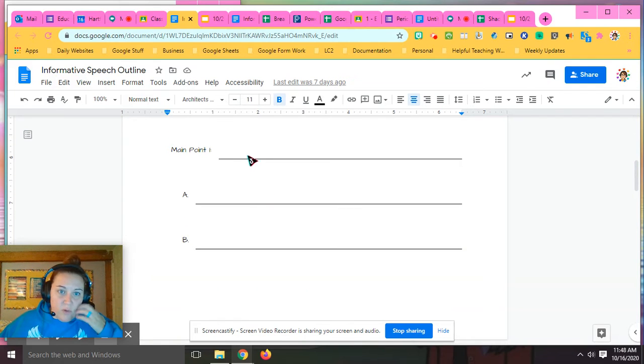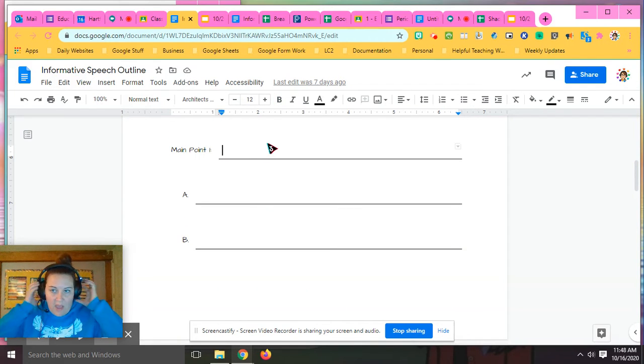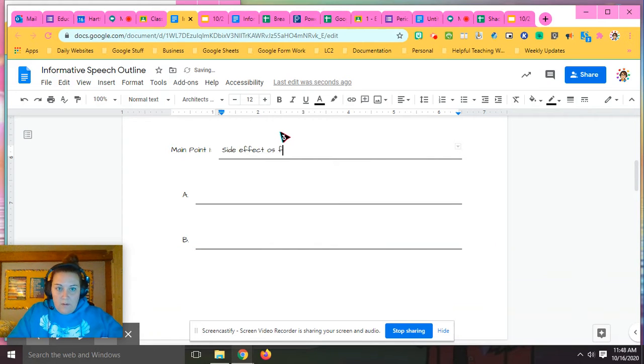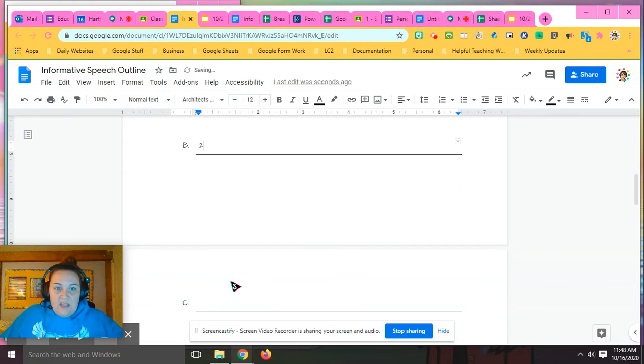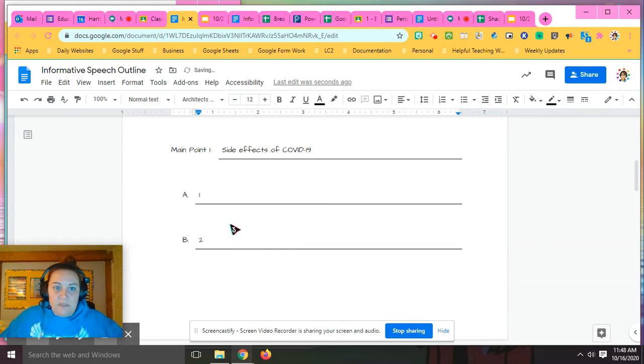So for instance, if you were talking about the side effects of having COVID-19, you would put here side effects of COVID-19. And underneath, you would write the side effects. So side effect 1, what is that? Side effect 2, what is that? Side effect 3, what is that? Okay, these are just for demonstration purposes, but you would link it to whatever your topic is that you're giving us an informational speech on.